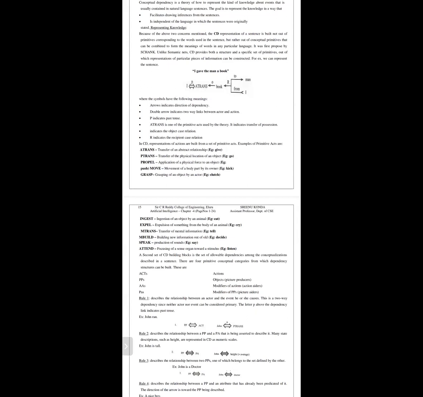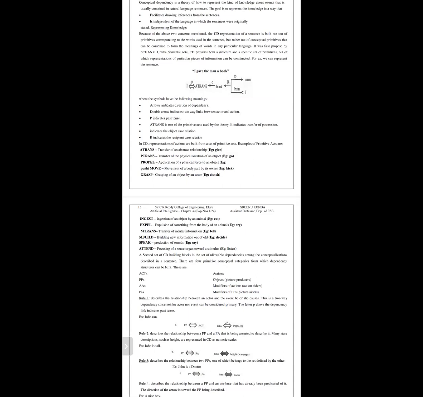Next, propel. Propel means to move or to push. It is the application of a physical force to an object. That means if you are applying some force on an object, then it is being moved. That is nothing but propel. Next one is move. Move is movement of a body part by its owner. For example, kick.